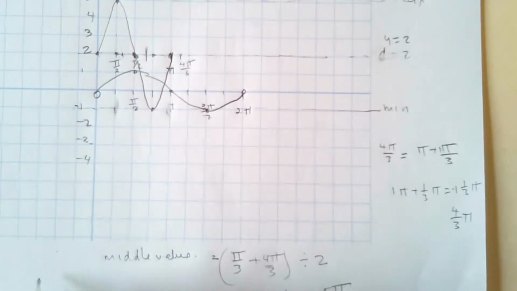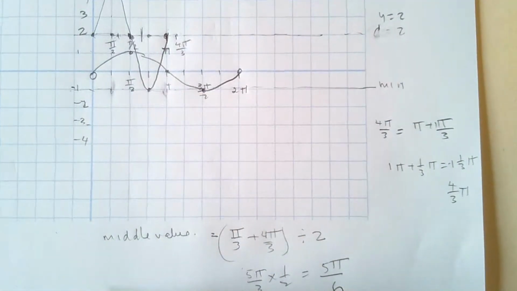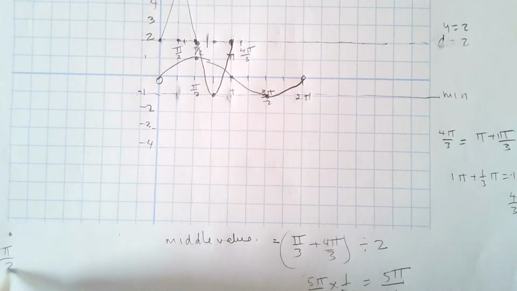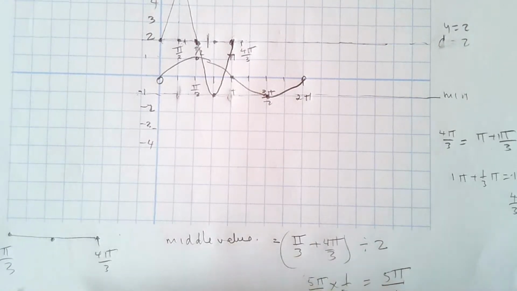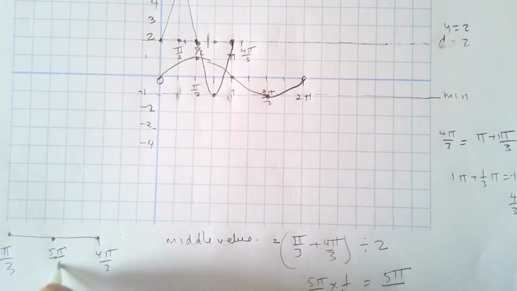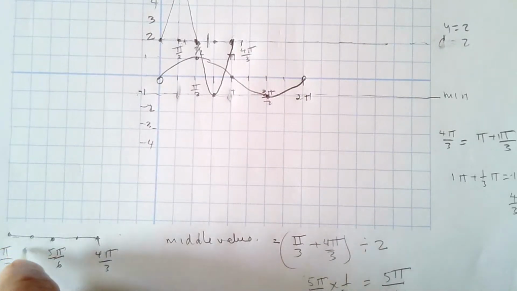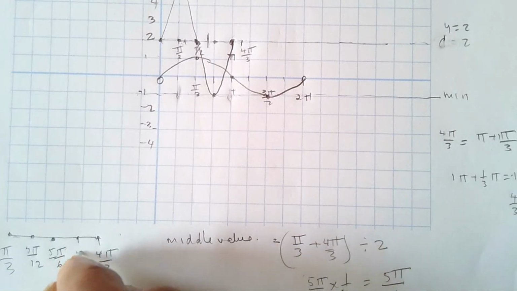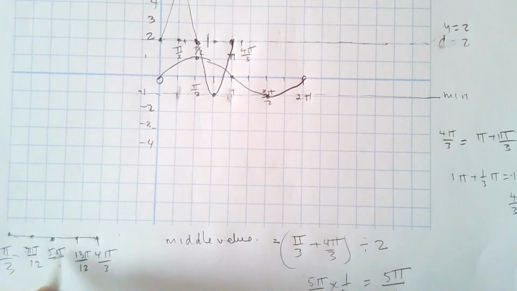So we have 5 pi over 6, so our points will be here. So our beginning point, pi over 3, end point, 4 pi over 3, and middle point is 5 pi over 6. Now the two other points here are going to be 7 pi over 12, and this will be 13 pi over 12. To find these two, you simply find the middle between these two. Simply add them, divided by 2.